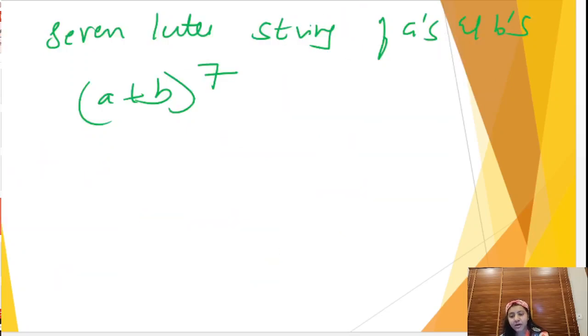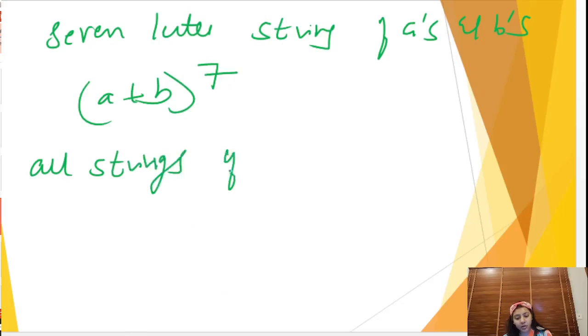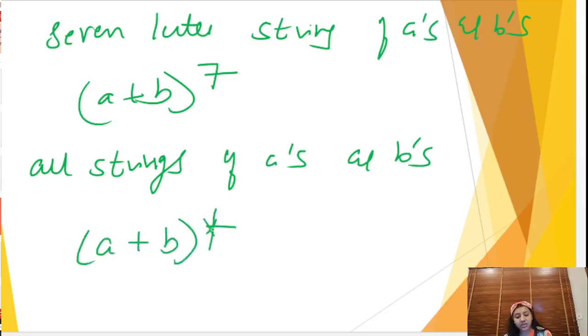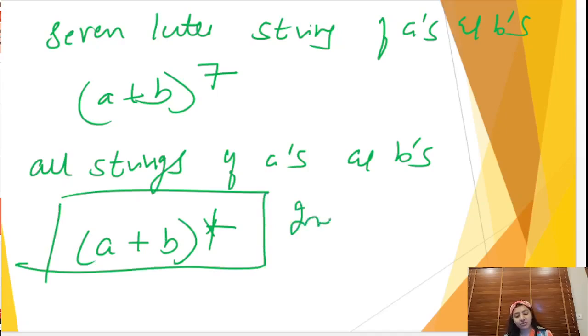If I have to form a generic regular expression that represents all possible strings of A's and B's, then we can use this regular expression. So this star indicates every possible string of A's and B's that can be formed from the alphabet consisting of A and B. So this is a very important regular expression which will be used frequently to represent most of the strings.